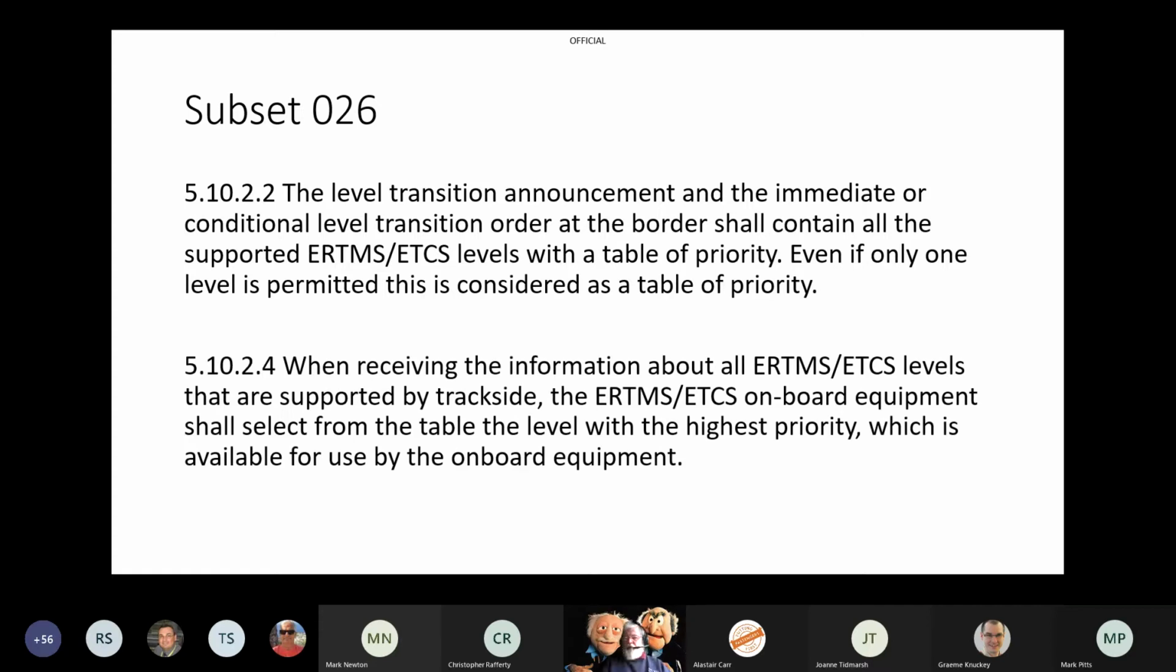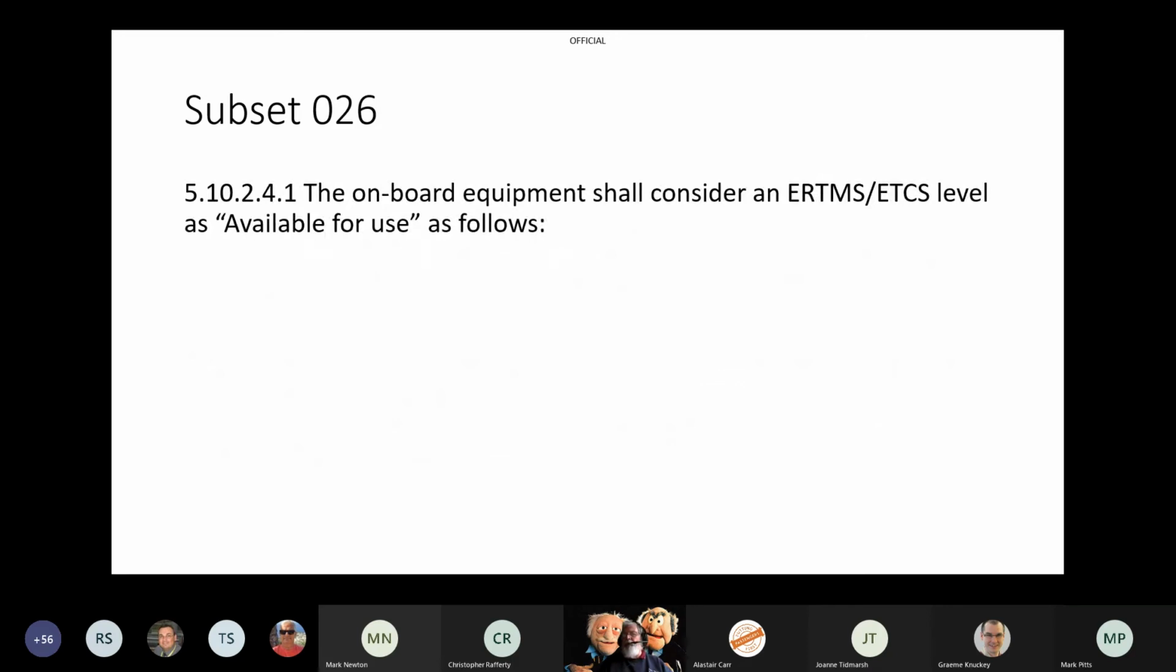And now we get a requirement on the onboard: having received that table of priority from the trackside, the onboard selects the level with the highest priority available for use by the onboard equipment. So the trackside says, I can support you if you work in these levels. The onboard is now expected to select one which it can work in from that list. So what does available for use mean? Well, again, Subset 26 gives us some advice.